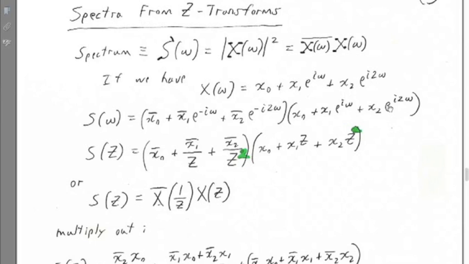Why is it z squared? Because there's a 2, it's 2 omega in the top. Yeah, because z is e to the i omega, right? Delta t is 1. And so e to the i 2 omega is z squared. Right. Okay, so what have we got here?